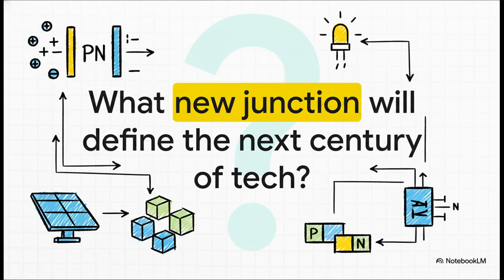And that kind of leaves us with one big, fascinating question, doesn't it? The beautiful, simple physics of the PN junction completely reshaped a century of human history. So as we look ahead, what's the next one? What microscopic marvel is out there waiting to be discovered that's going to do it all over again?